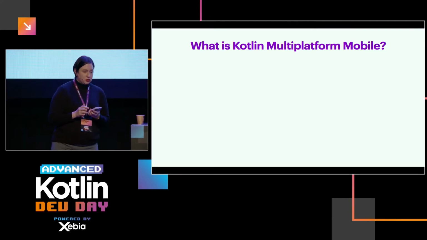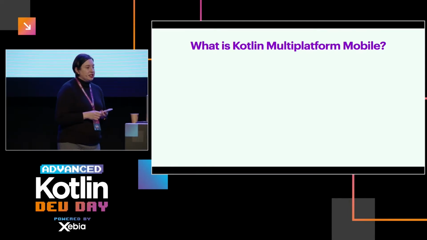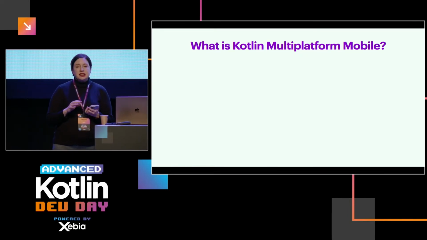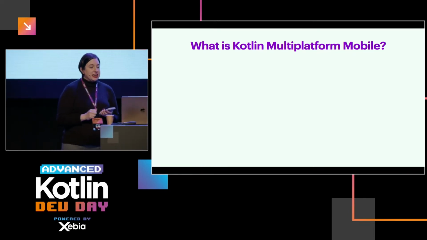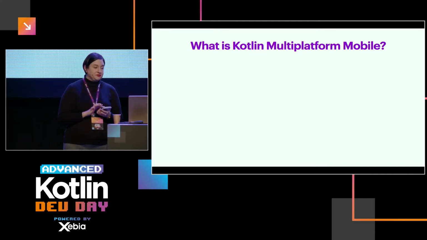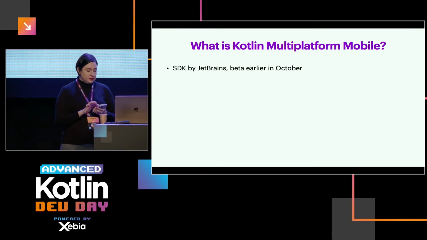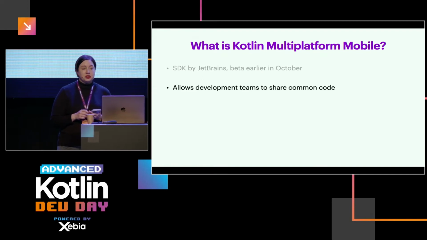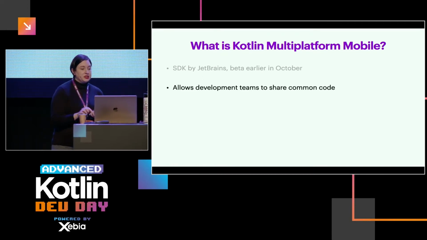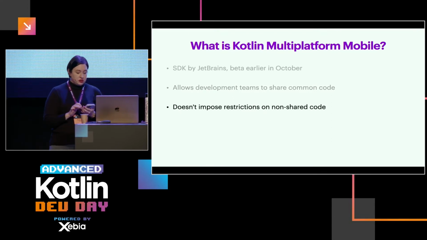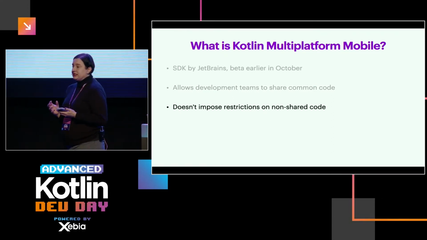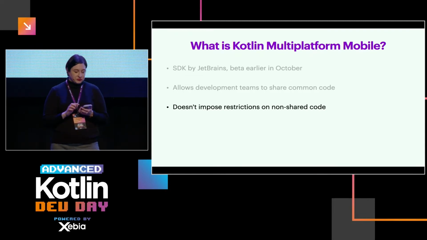So let's start with what is Kotlin Multiplatform Mobile. So I'd like to start by talking about what it is as a technology in general. It's an SDK by JetBrains, yay JetBrains, and it was released into beta earlier in October. It allows development teams to share common code between Android and iOS platforms, but it doesn't impose restrictions on non-shared code. This means that it doesn't dictate what you share and what you don't share, especially not what architectures you use. So for example, on Android and iOS, you can use different architectures.